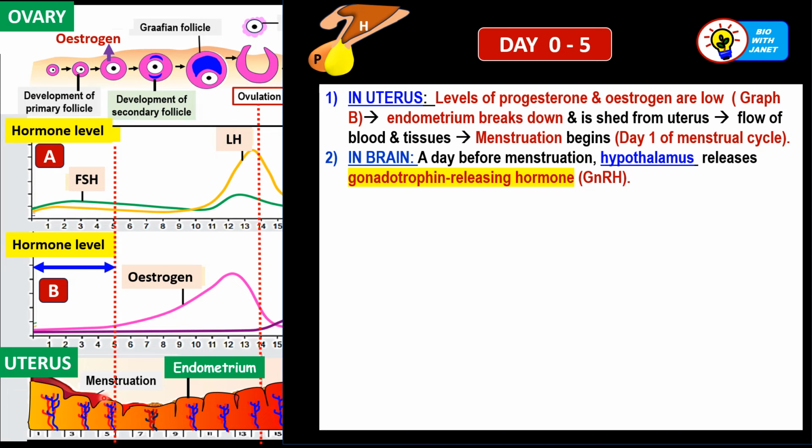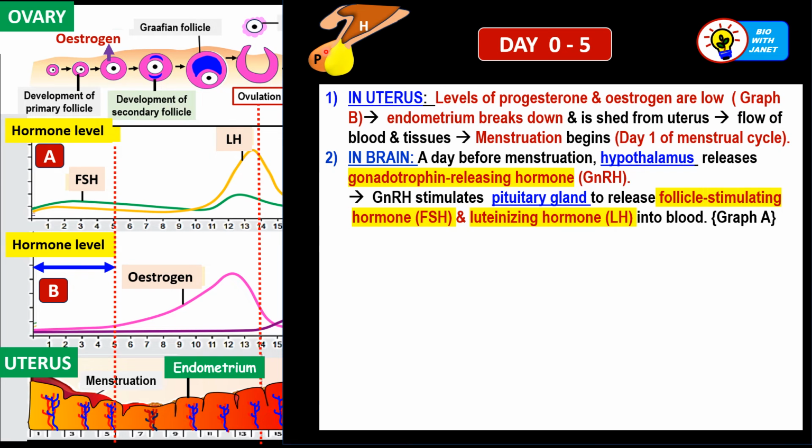Now, next, in the brain, a day before menstruation. So let's look at this diagram at the top here. The hypothalamus in the brain releases gonadotrophin releasing hormone, GnRH, which is transported to the pituitary gland. GnRH will stimulate the pituitary gland to release follicle stimulating hormone FSH and luteinizing hormone LH into the blood. So look at graph A here. We can see the levels of these two hormones increase, as they are produced by the pituitary gland on stimulation by the GnRH.